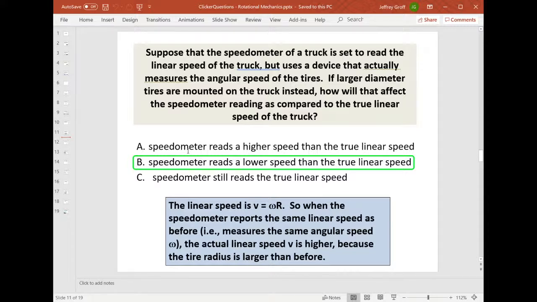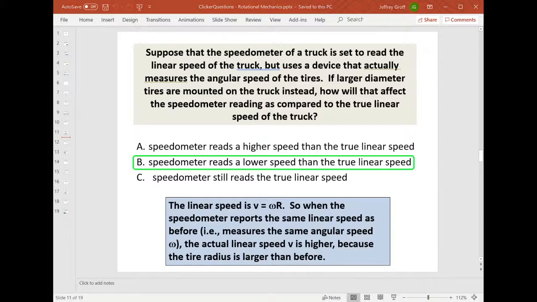Another way to think about this is the vehicle travels a certain distance for every rotation of the wheels. And if you have bigger wheels, that distance is larger. So if you rotate one time every second, an angular speed of 1 revolution per second, 2 pi radians per second, a bigger wheel is going to translate to a larger linear speed. So the speedometer is not going to be correct anymore. It's going to read a lower speed than the true linear speed of the vehicle.